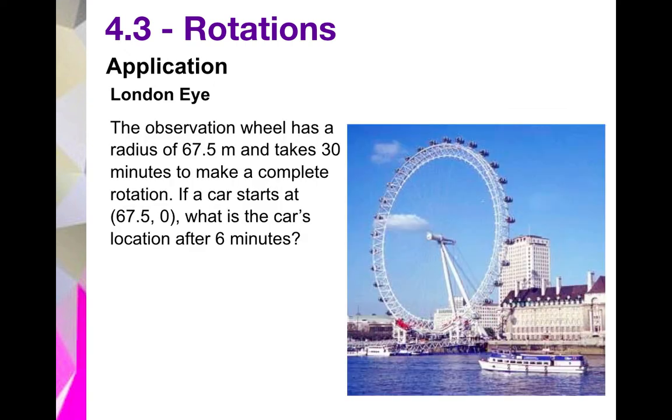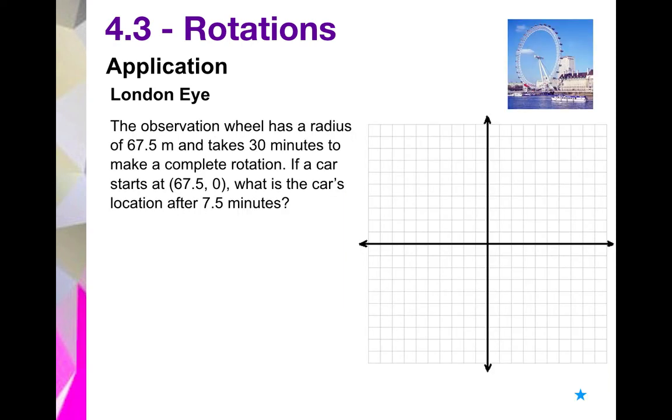Now let's look at an application. The London Eye, which is an amazing Ferris wheel, is huge. Each one of those cars that you see there can hold 20 people. It has a radius of 67.5 meters and takes 30 minutes to make a complete rotation. If a car starts at 67.5, 0, what is the car's location after 7.5 minutes?